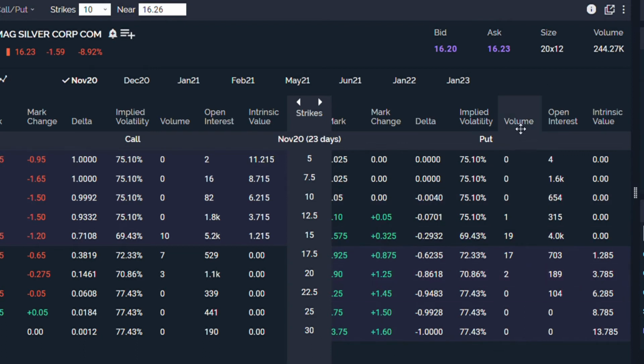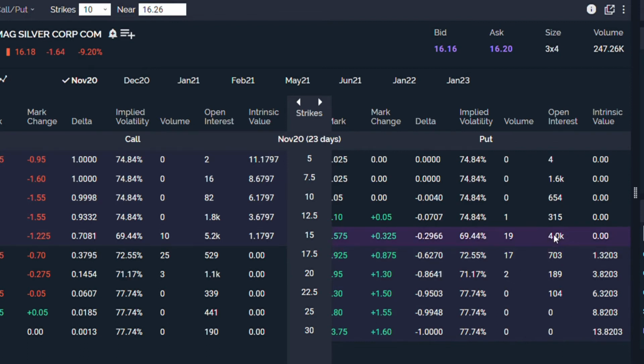We have volume, and this is how many contracts have been traded today. So for this $15 strike price, we've had 19 contracts traded during the whole day. Market's only been open for an hour, so this can still go up throughout the day. And open interest is how many of these contracts are out there in total. This is all of the $15 puts out there.